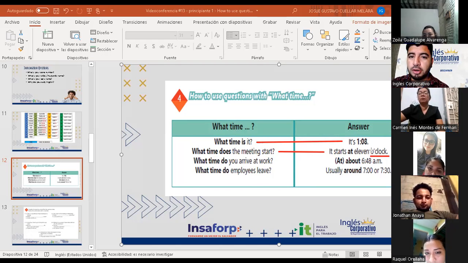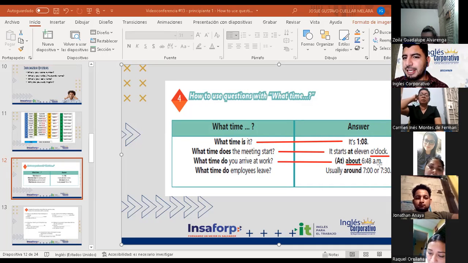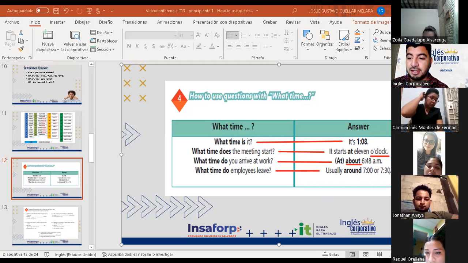O'clock significa en punto. What time do you arrive at work? At about 6:48 a.m. Eso significa cerca de las 6:48. What time do employees leave? I usually leave around 7 or 7:30. Okay. Ya vamos a ver cómo decir la hora. Okay. So these are just examples. Estos solo son ejemplos.